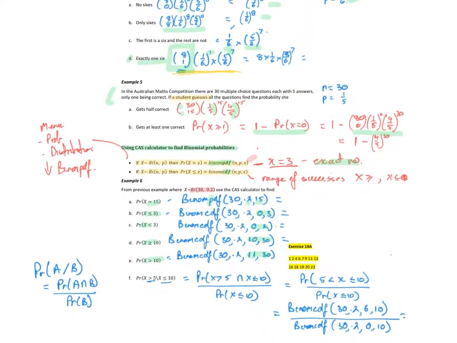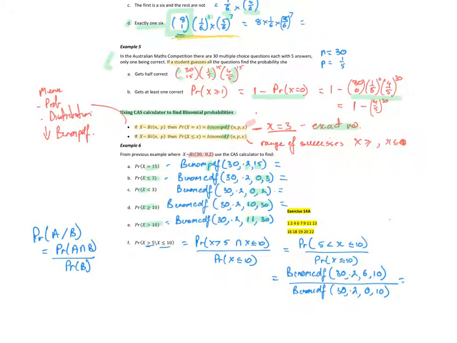Finally, the last question is a little bit different in that it talks about conditional probability. So A given B, it's a rule from last year, is equal to the probability of A intersection B over the probability of B. So if we apply that to this scenario here, what's the probability of x is greater than 5 given x is less than or equal to 10? Well, it's got to be x is greater than 5 and x is less than or equal to 10 over the probability that x is less than or equal to 10. So that's our rule.